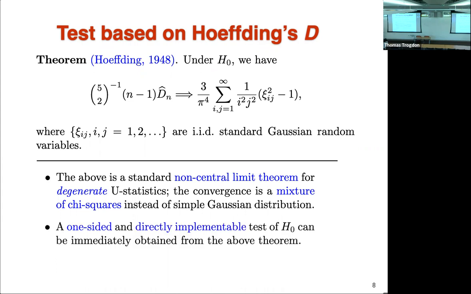And certainly, based on this result, we know we can do a hypothesis test. And this is one-sided because, remembering, the population D is always non-negative. And it is directly implementable. No permutation needed, because this is of closed form, right? The right-hand side is a closed form and has nothing to do with the marginal CDFs of your data.